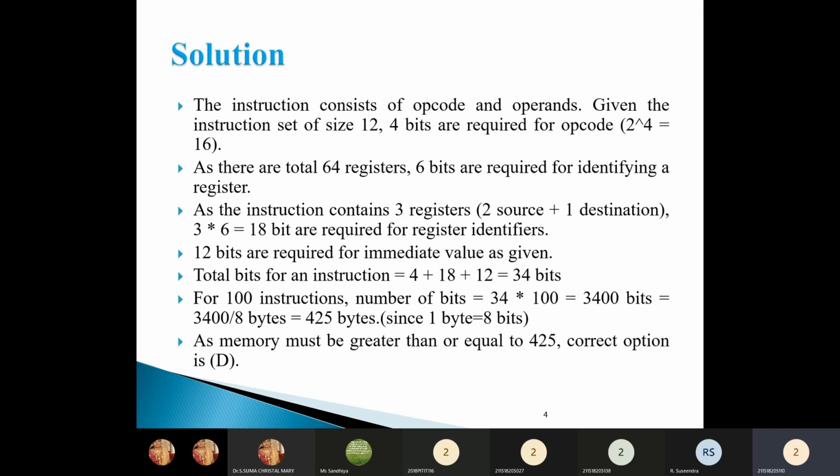Hence, for 100 instructions, the memory will be 425 bytes. That is, 34 into 100 equals 3400 bits. Then divide 3400 by 8, since 1 byte equals 8 bits, and you will get 425 bytes. Therefore, the memory must be greater than or equal to 425. So choose the value which is optimal for the condition. Hence, the correct option is D, 500, which is greater than 425.